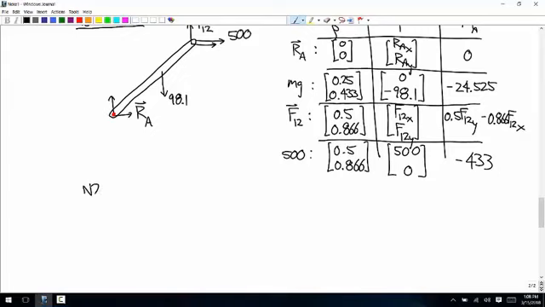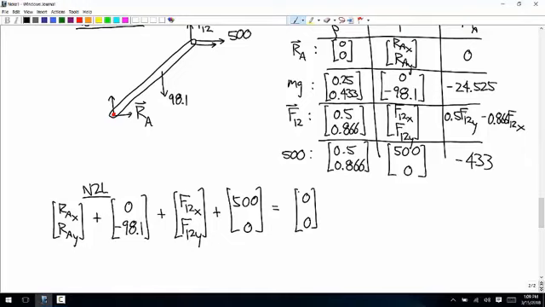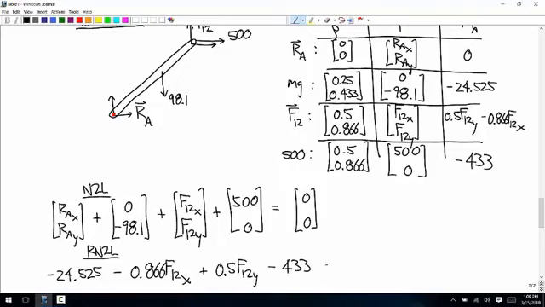So the equations, Newton's second law says RAX, RAY plus 0, negative 98.1 plus F12X, F12Y plus 500, 0 equals 0, 0. And the moment equation says negative 24.525 minus 0.866 F12X plus 0.5 F12Y minus 433 is equal to 0.